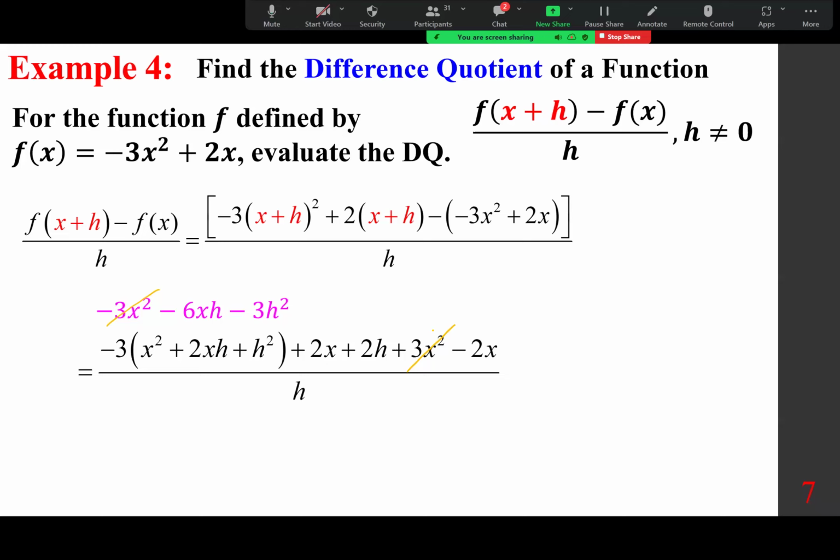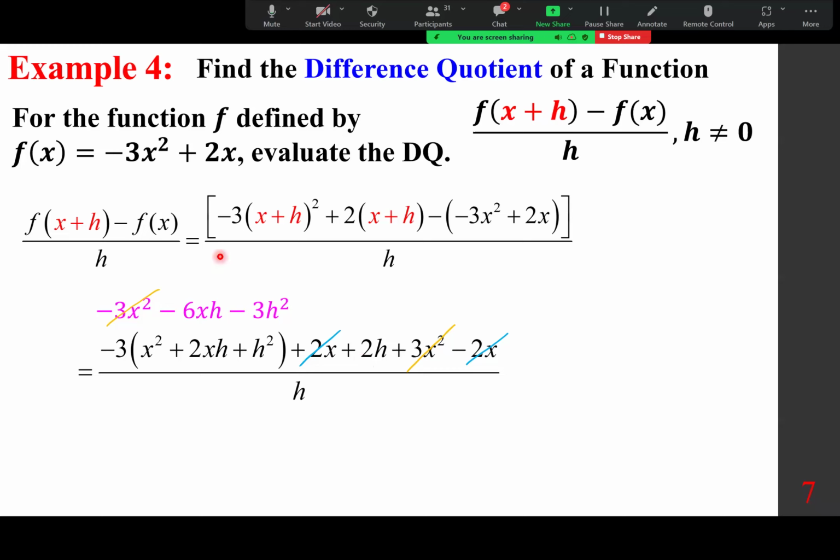Negative 3x squared, positive 3x squared, they cancel each other. Positive 2x, negative 2x cancel each other. What are we left with in the numerator? Minus 6xh, minus 3h squared plus 2h. So these three terms, everybody, are left in the numerator. 1, 2, 3. All of which have a common h.